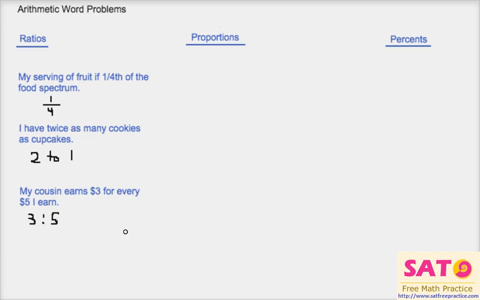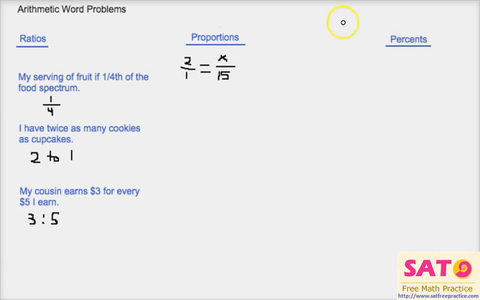Proportions are basically the next step of ratios, because proportions are an equation where 2 ratios equal each other. So let's take an example. Let's say your cookies. You have twice as many cookies as cupcakes. We could write this in a fraction. So you have 2 cookies compared to 1 cupcake as your ratio, but your actual amount of cupcakes is 15, and you want to find out how many cookies you have. So you'd be solving for x.